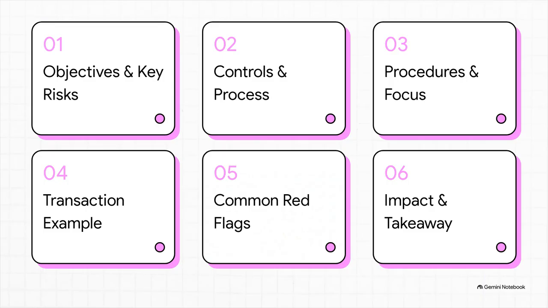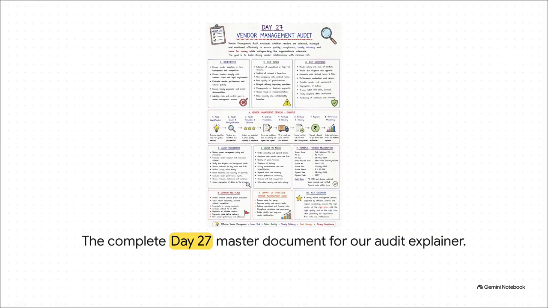Here is our agenda for today. We'll be hitting objectives and key risks, controls and management process, procedures and focus areas, a transaction example, common red flags, and finally, the impact and takeaway. The master document for our audit explainer today is basically our blueprint. It gives us a completely holistic view of vendor management auditing, and we're going to use it to unpack exactly how to keep your vendor relationships healthy and, more importantly, risk-free.